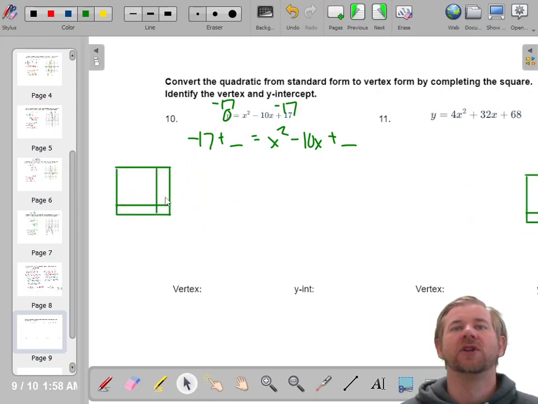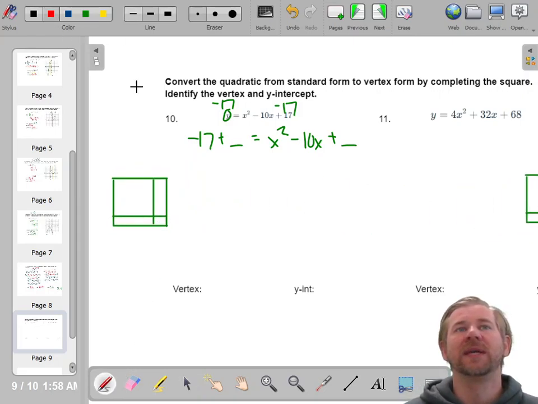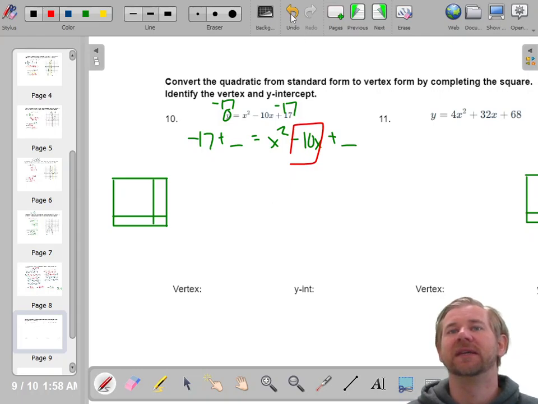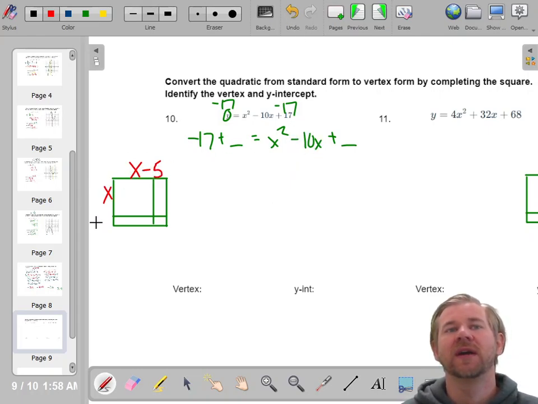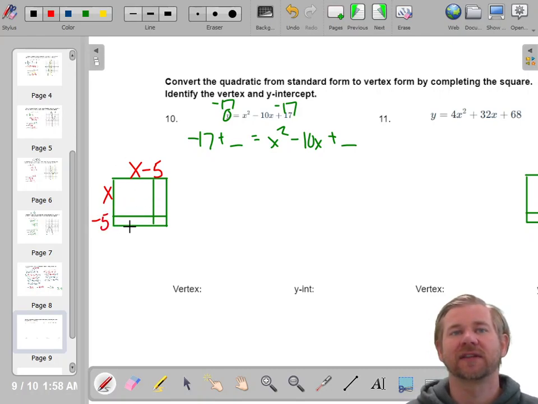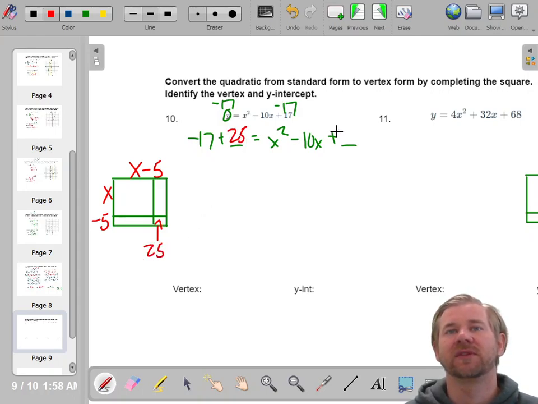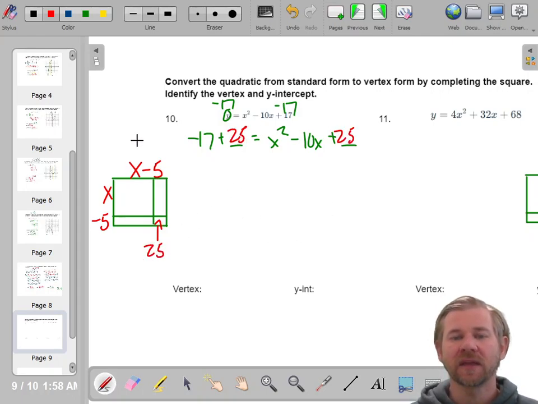Okay. So when I complete the square, I always take half of b. It's always x, and then half of negative 10 is negative 5. So the side of my square is x minus 5, x minus 5. That helps me find the corner. 5 times 5 is 25. So I'm going to add 25 to both sides. On the left side, 25 minus 17 is 8.